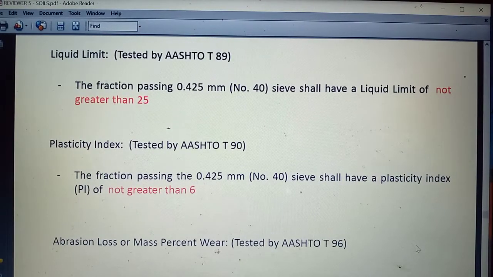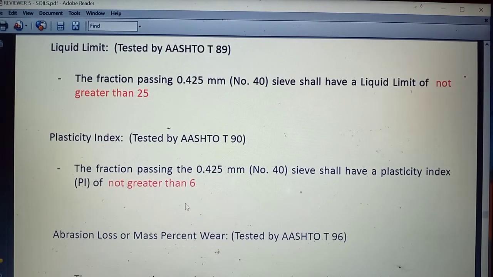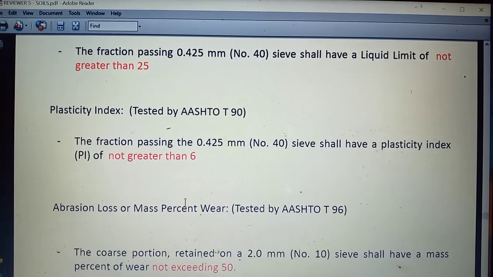So, then again. Okay? Liquid limit. Okay? So, the first one, in case you get confused, is for the embankment. This one is for the base. So, the fraction passing 0.425 shall not be greater than 25. Okay? The plasticity index shall not be greater than 6.